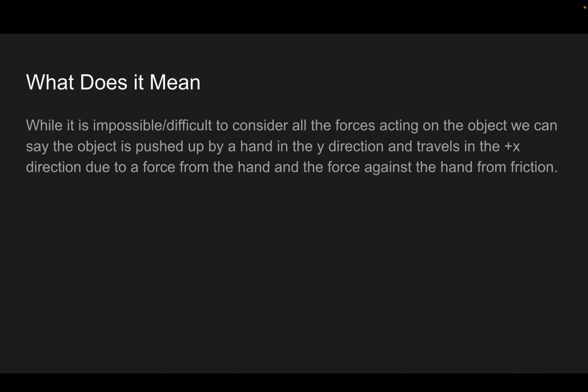And then what does it mean? If you're asking about all the forces acting on an object, it's difficult to consider all the forces since there are so many small forces, like gravity from many different areas acting on an object. But you could say the main forces are, the object's being pushed up by the hand and then pulled down by gravity, and it travels in the positive x direction due to a force from the hand, and the force against the hand is probably friction from the air. So those are the main forces at play in this experiment. So yeah, that's all.